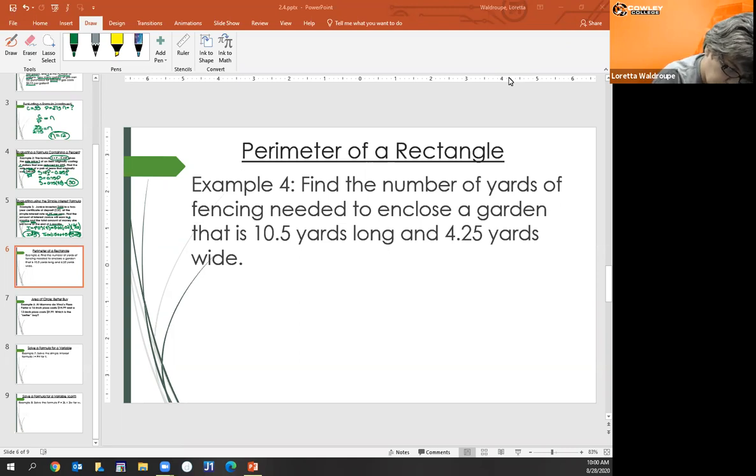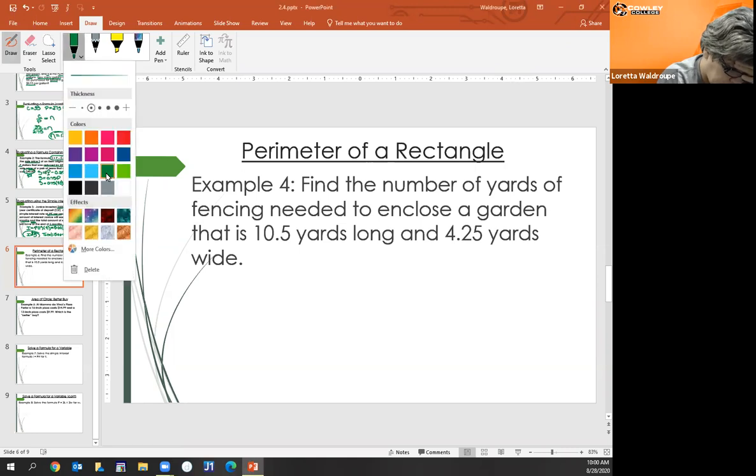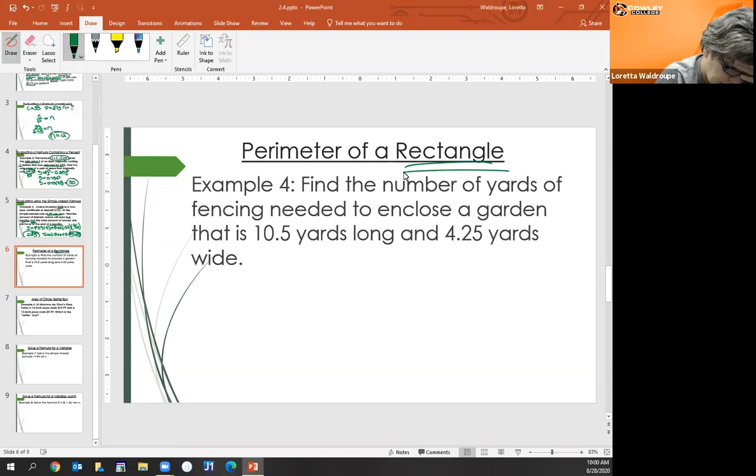Find the number of yards of fencing needed to enclose a garden that is 10.5 yards long and 4.25 yards wide. So up at the initial part of the problem, they tell us we're dealing with a rectangle. So here's my rectangle. I know it's 10.5 yards long and 4.25 yards wide. Well, if you don't know the formula for a rectangle, look on page 110 or 111 in your e-text.